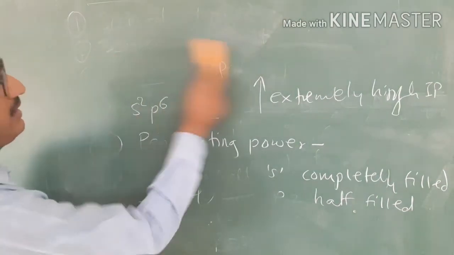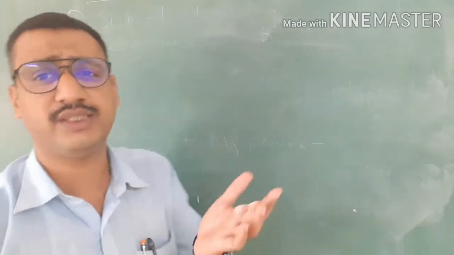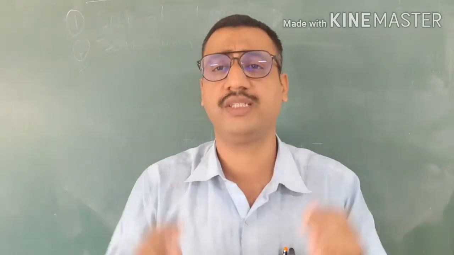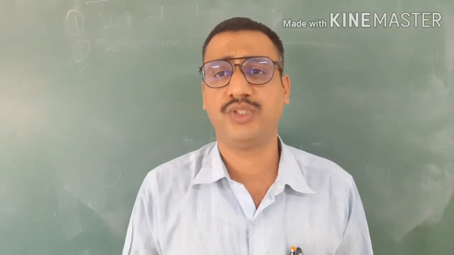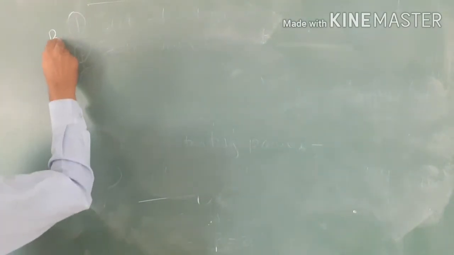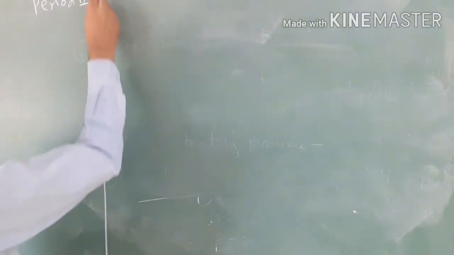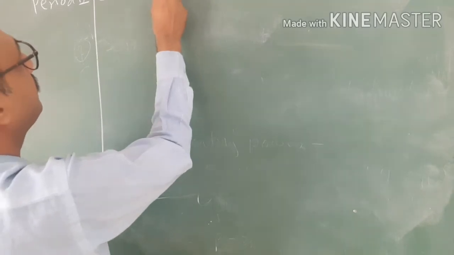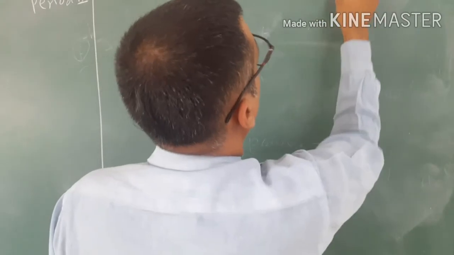So students, to conclude which element has more ionization potential and which has lower ionization potential, we should consider all these factors, isn't it? Time to time we should consider all these factors. Let's have a few examples. See, period number 2 elements. Here we have lithium, beryllium, boron, carbon, nitrogen, oxygen, fluorine and neon.